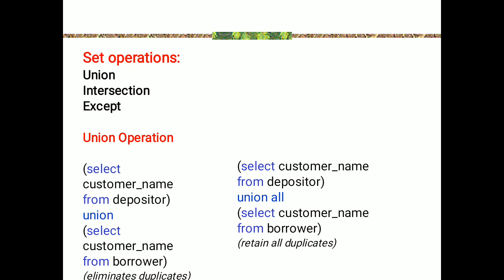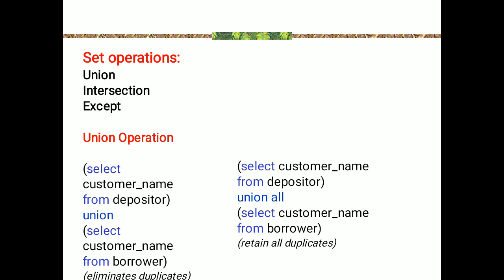Now see how we can use the union operation. For example, select customer name from depositor. This is one query. It will show some output, or rather it will show the customer names from depositor. Union, select customer name from borrower. So the second query displays the customer names from the borrower table, and in between we have used the union operation. That means the customer names from depositor get merged or united with customer names from borrower.